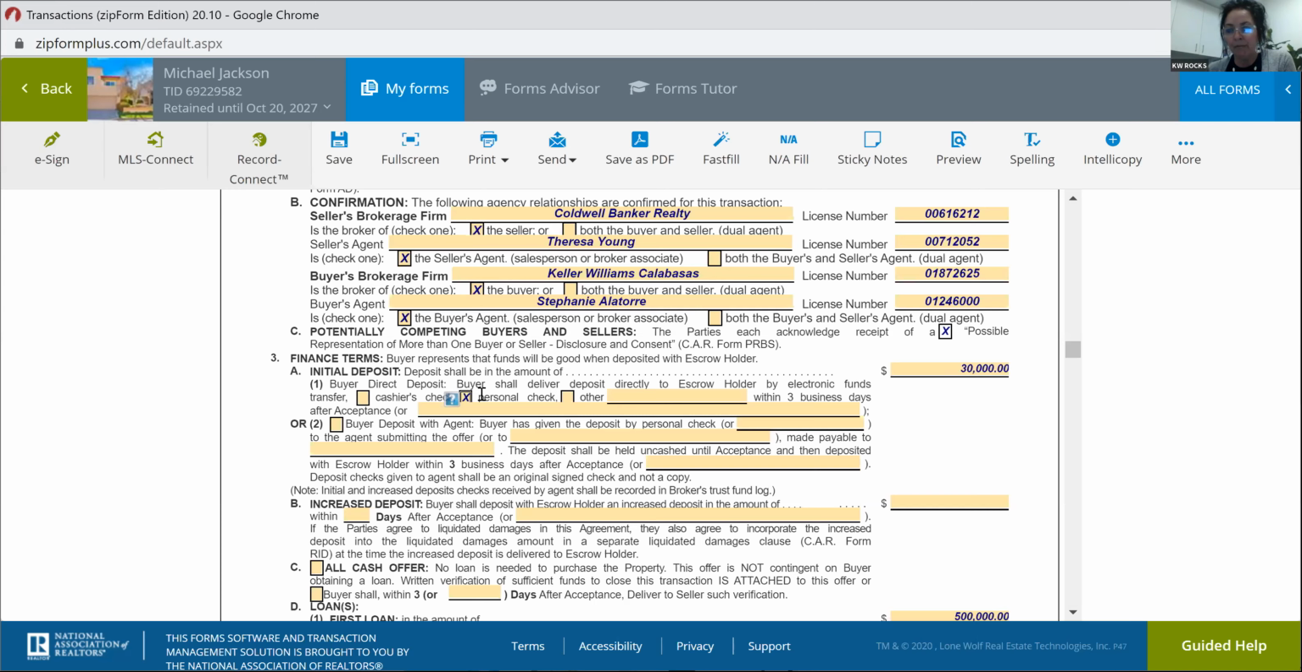Is that only if we use Parkway Escrow, or is that any escrow? Any escrow. And that's only if we do a check.